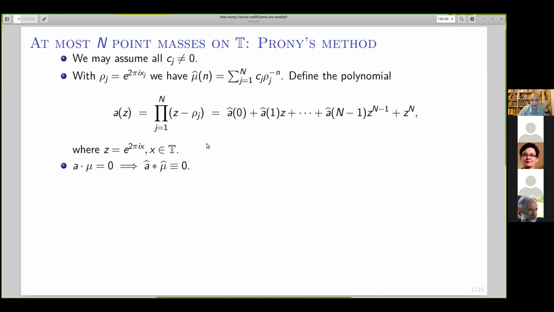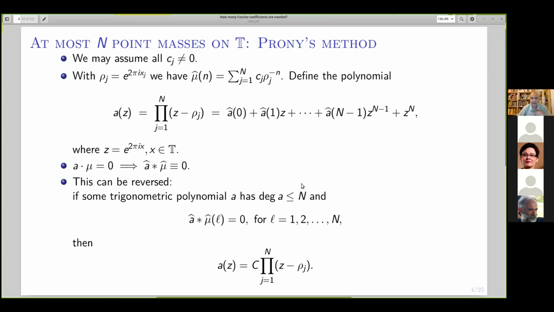So we observe that the measure mu multiplied by the polynomial a is 0. Why? Because a vanishes wherever mu has a point mass. So this is clearly identically 0. Therefore, going to the Fourier side, the convolution a hat star mu hat is going to be 0.